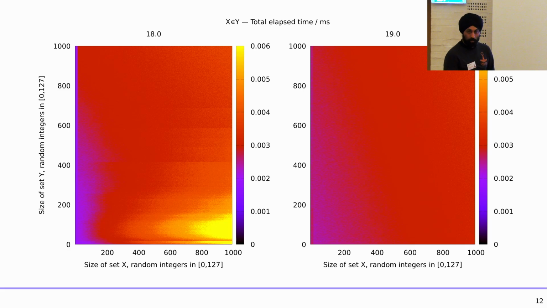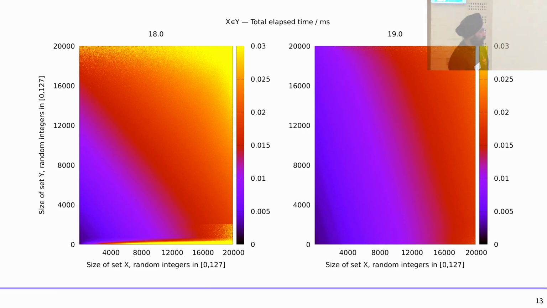If we go out to arrays of size 20,000 now, a little bit clearer, we can see that actually 19.0's performance is better than 18.0's. We see an extension of the issue we saw before. There's a big patch of yellow here. But as I said, 19.0 actually performing better than 18.0.